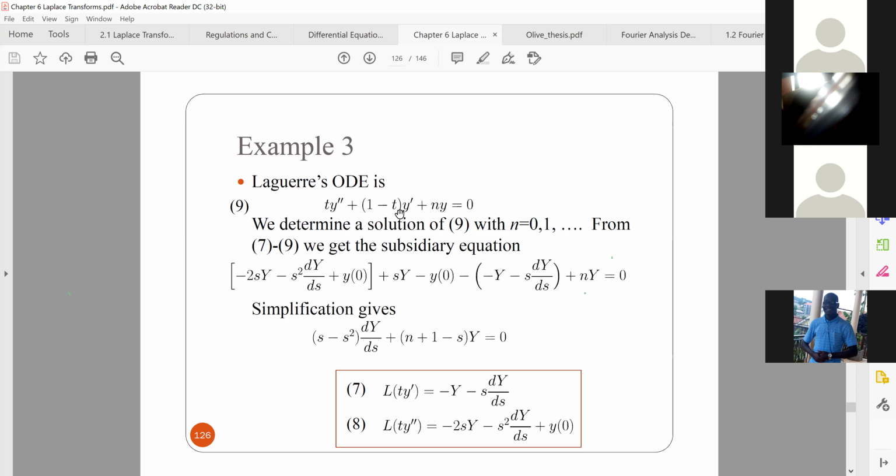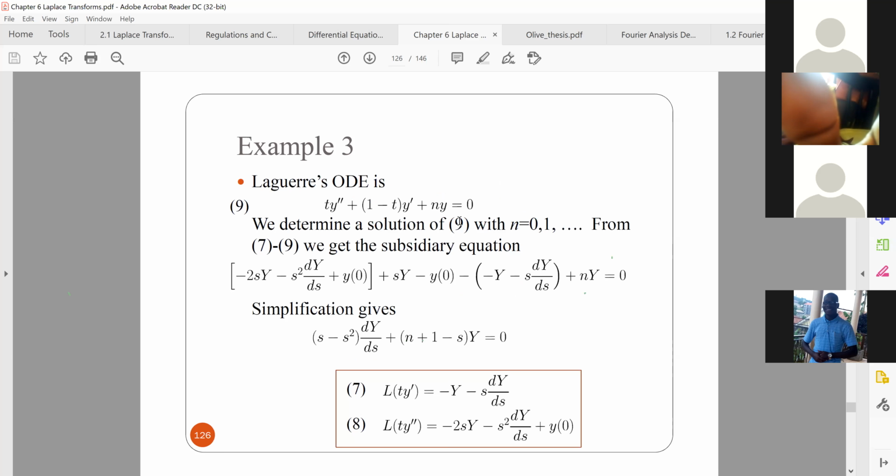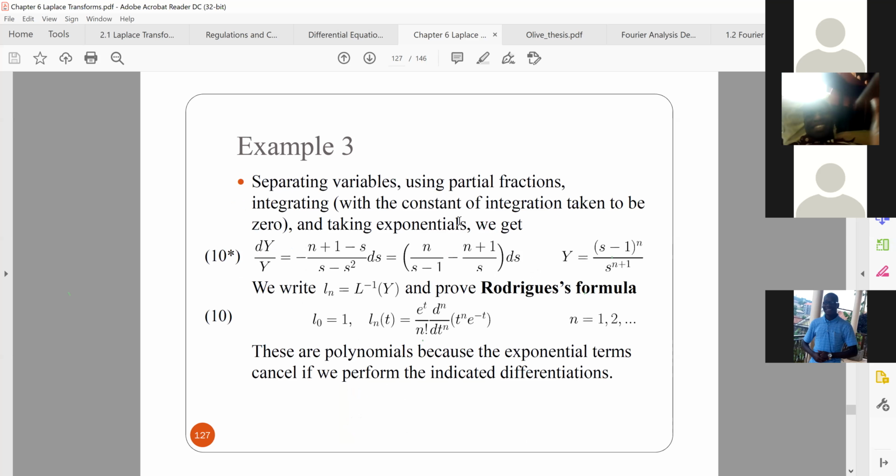What we are going to change is this term, minus t times y, which is this term, and then ny is this term. Then you solve, collect like terms and simplify. Then, separating variables and partial fractions, you end up with this solution. If you're interested, you can go through it, but that is one application.